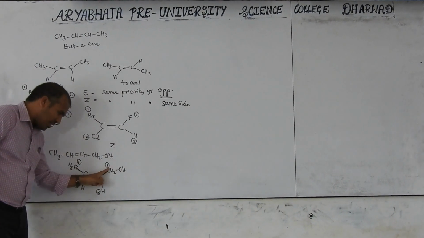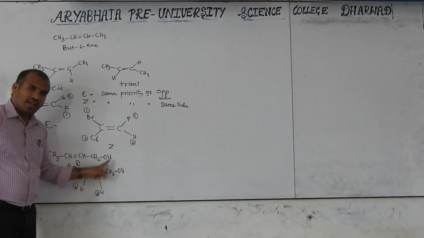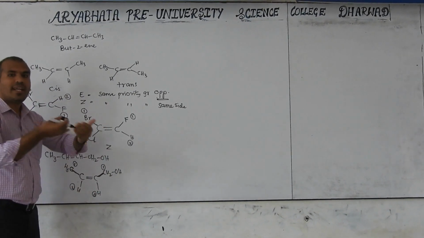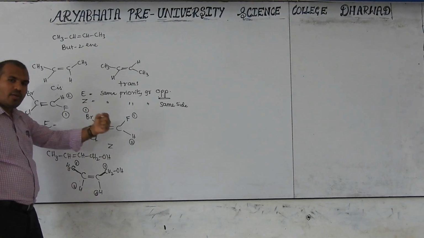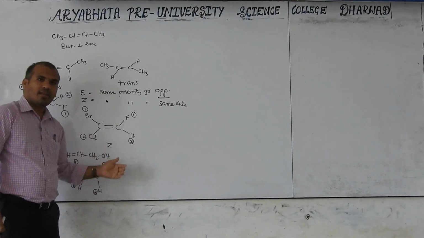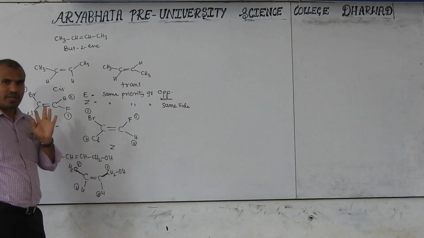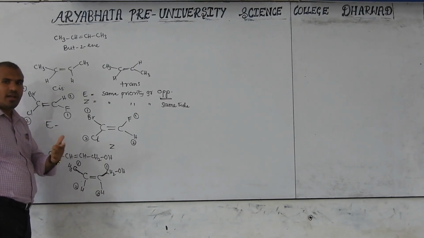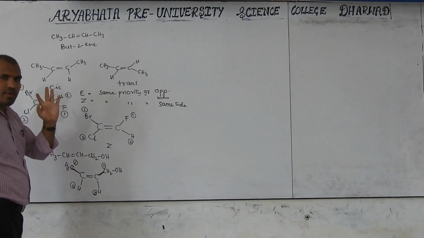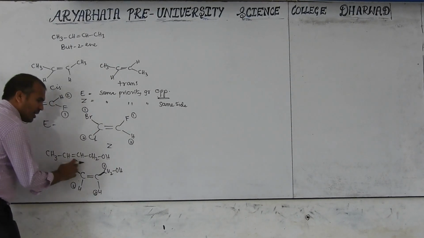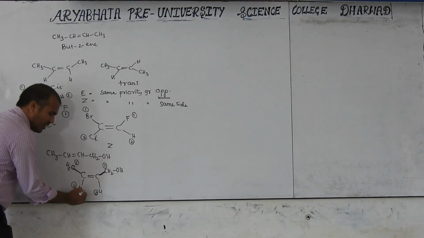Here also carbon, and here also maybe carbon, the same. Then go for the next atomic number, whichever is higher. That higher atomic number carries the first priority. If it is a lower atomic number, that is the next priority. So it is similar to alphabetical order, but you have to check the higher atomic number as the first priority. If the same priorities are on the same side, that is Z.